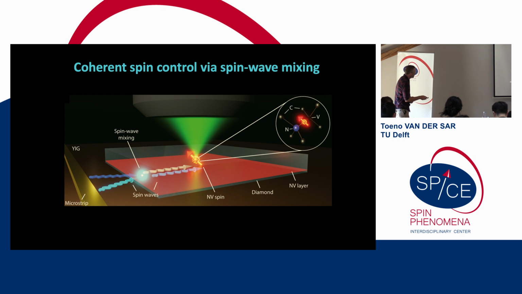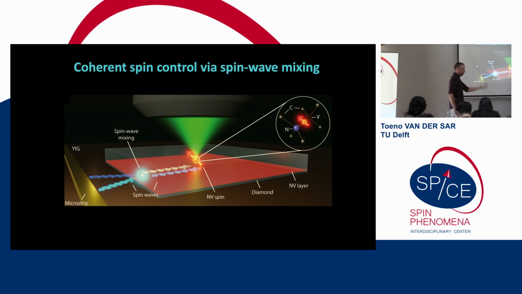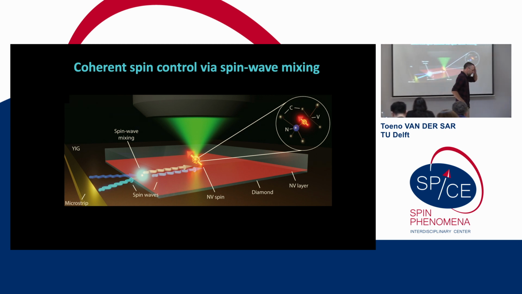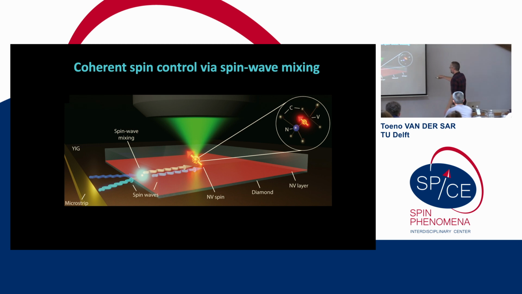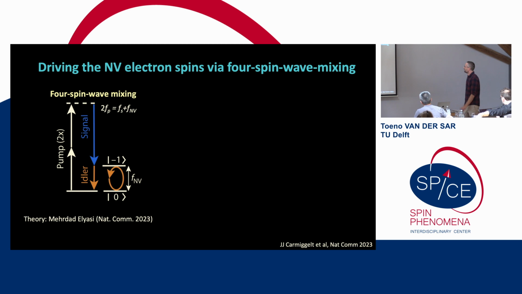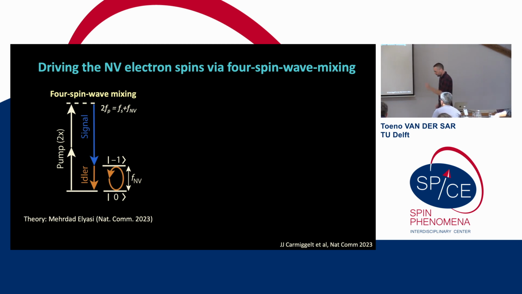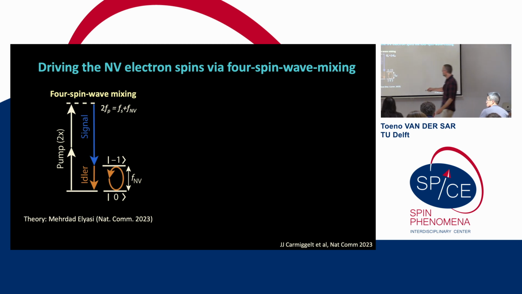The experimental setup is very similar, so we have a microstrip. We excite two spin waves now, of which the frequency difference, or as I will show you later, something else, is resonant. So the mixing product is resonant with our NV center spins. This is this four spin wave mixing idea that I alluded to in the beginning. So how does it work?